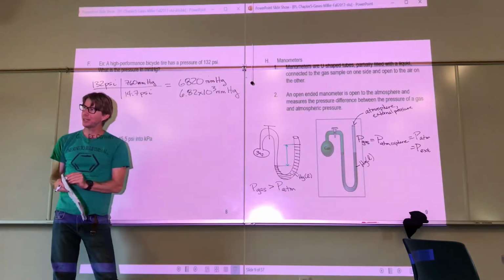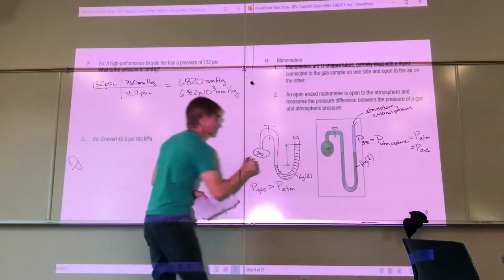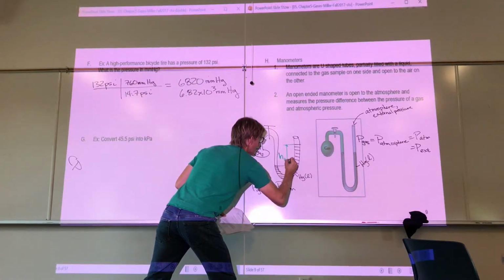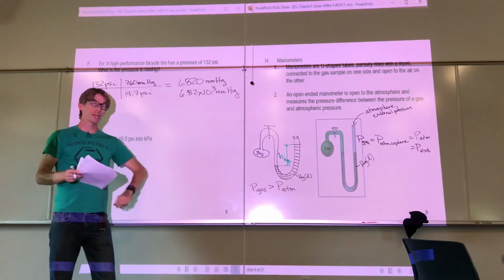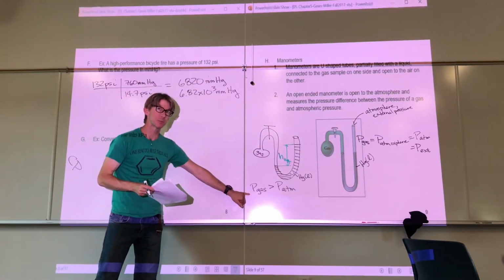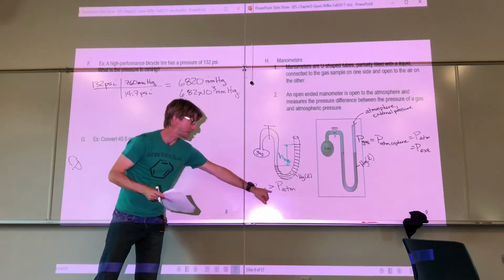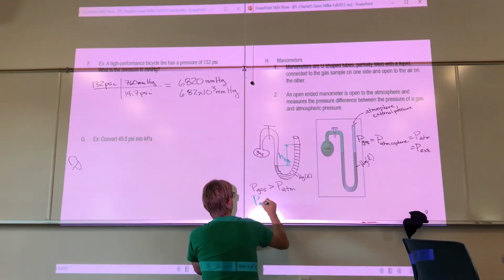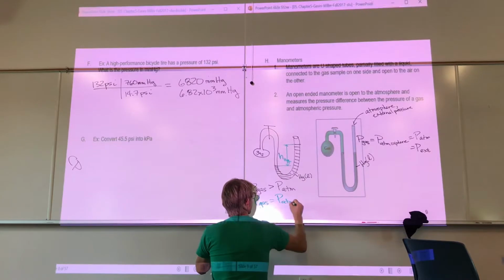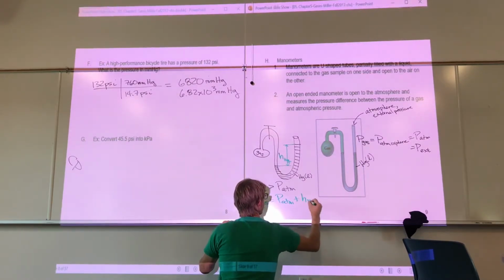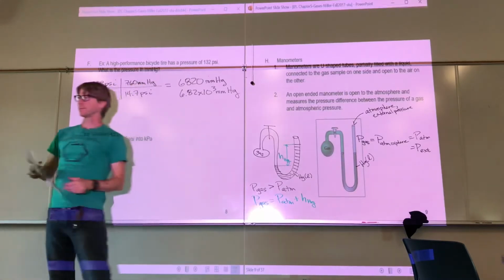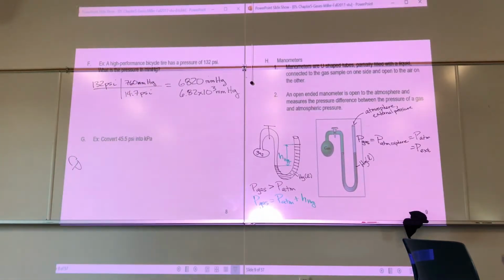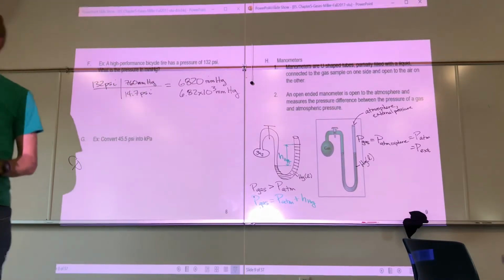We can measure the height of the mercury, or the difference in the height of the mercury. And we can say that the pressure of the gas, being the greater number here, equals the pressure of the atmosphere plus the height of the mercury. And let's say you measure that height in millimeters of mercury, then right away you can make a comparison. Otherwise, you could measure it in inches and convert them to millimeters. Everything's fine.